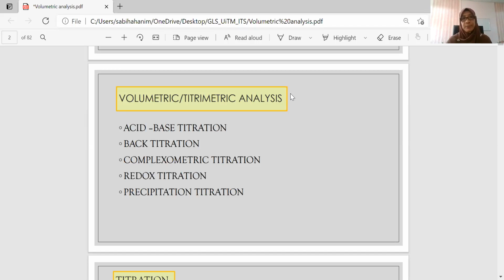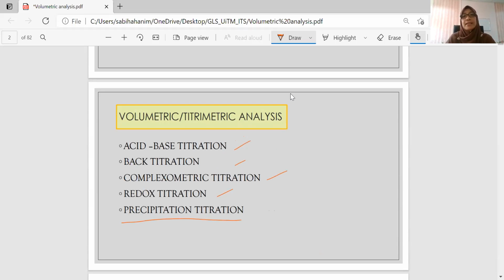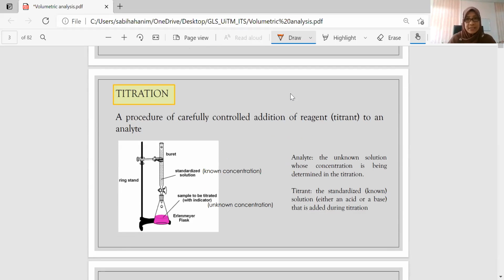In this topic, under volumetric analysis, if we have enough time, we will look at acid-base titration first, second back titration, third complexometric titration, fourth redox titration. If we have enough time, I will cover precipitation titration. Volumetric analysis actually focuses more on titration.